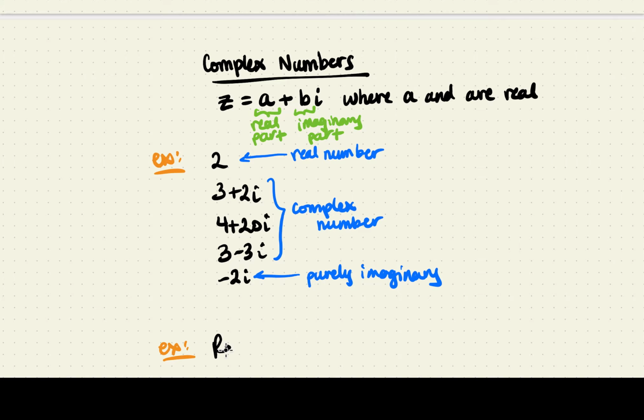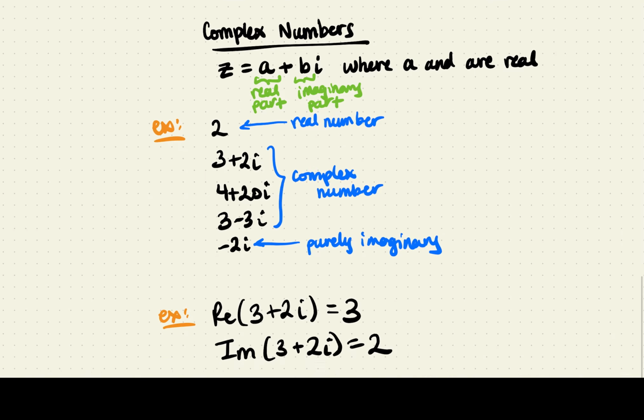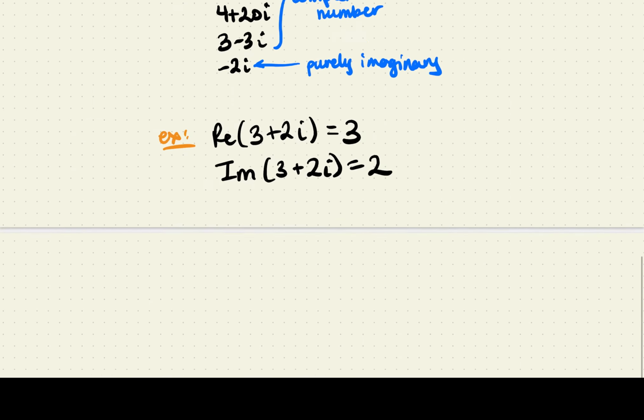So quick example. The real part of 3 plus 2i is 3. The imaginary part of 3 plus 2i is 2. So just 2 by itself, not 2 times I. Let me scroll up a little so maybe you can see that better.